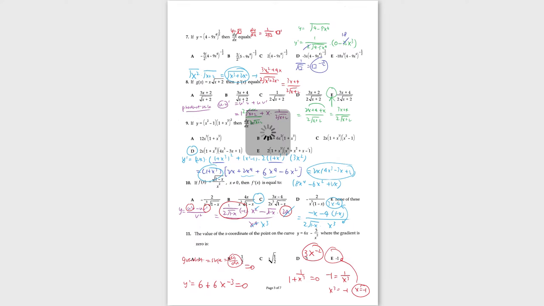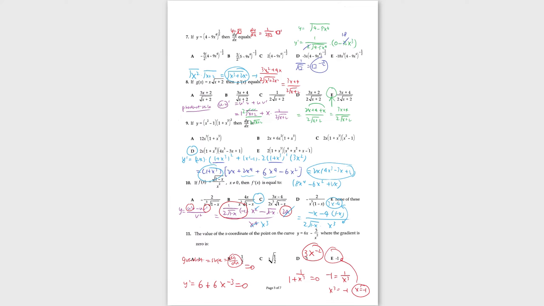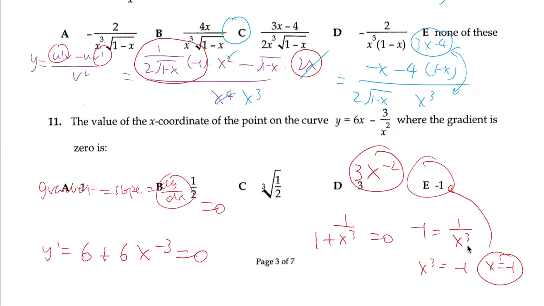Now let's look at the next one. Oh yeah, question? You just cube root both sides. The cube root of minus 1 is still minus 1. Yeah, all good.